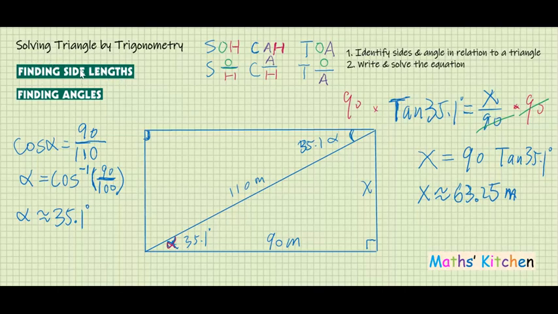Let's summarize. In this video, we have learned how to find the length of sides and how to find angles. Just simply follow these two rules: identify the sides and angle in relation to a triangle, and write and solve the equation.